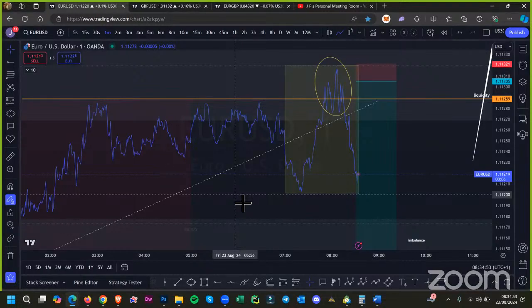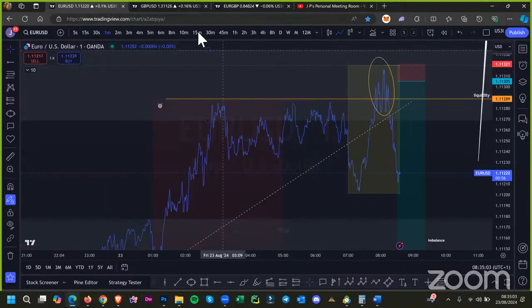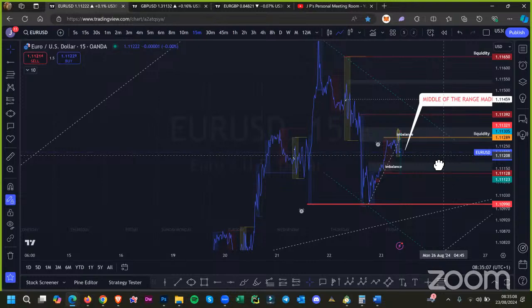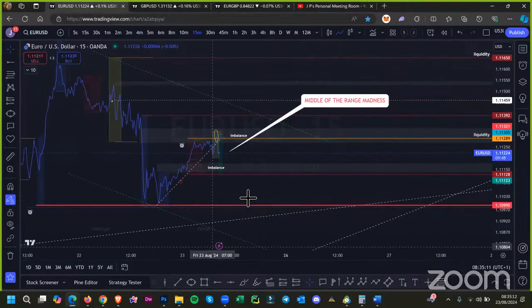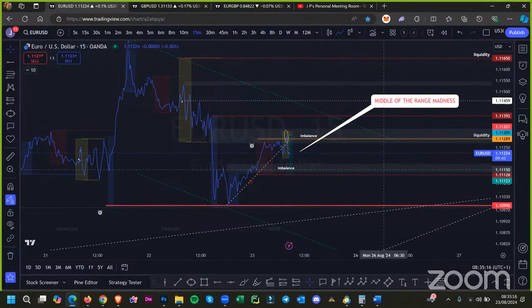What we were looking for was the manipulation M. We're looking for the imbalances before that manipulation M to see where it's going to go, if it was going to hit the imbalances back before the Asian session lows and or highs. And yeah, I think that's all to it really. So you got the manipulation M going.